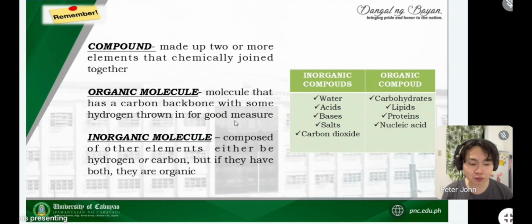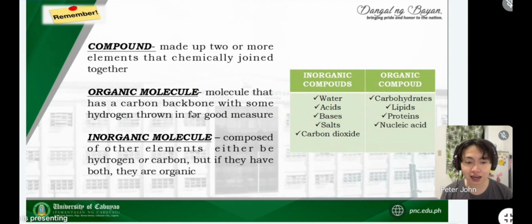Tatandaan po to ha. Pag may carbon and hydrogen sa chemical formula na magkakasama sila, carbon with hydrogen, dalawa, we can consider that substance as organic. Ulit po, pag may carbon and hydrogen, we can consider it as an organic molecule. So, it includes here in the table our carbohydrates, the lipids, the proteins, and the nucleic acid.